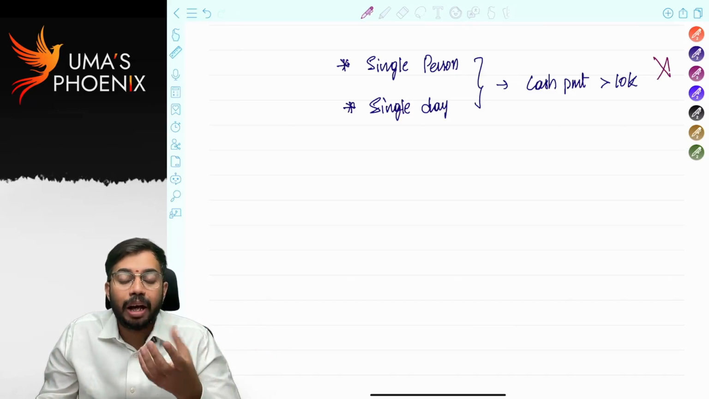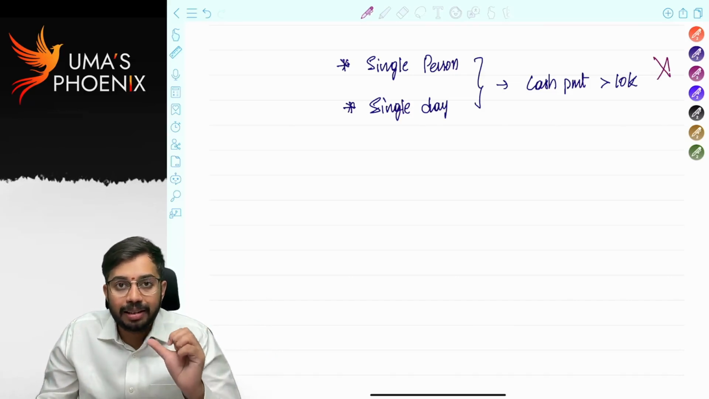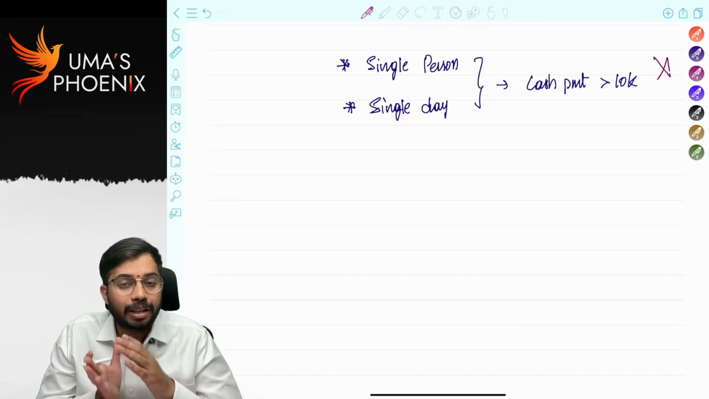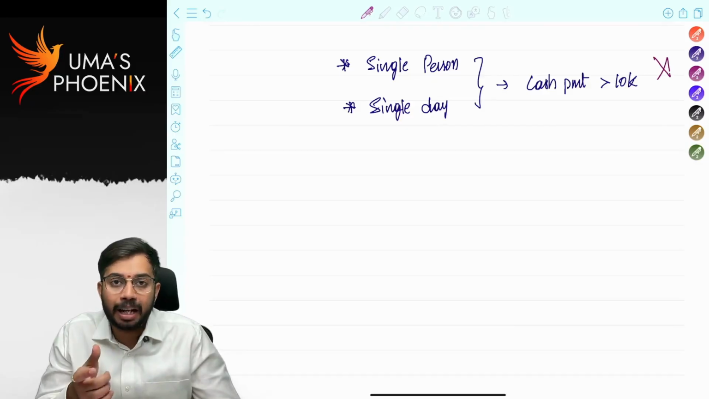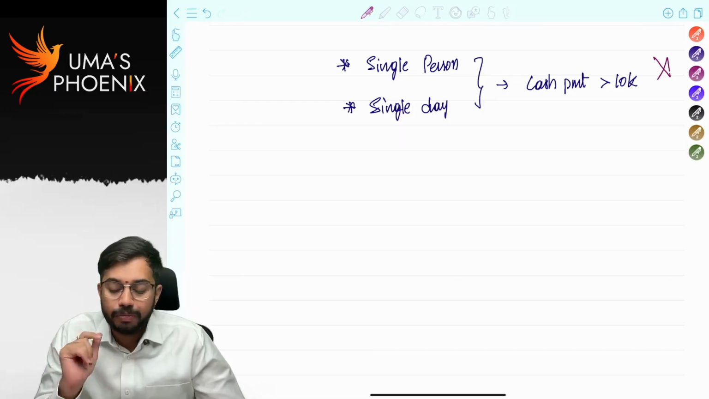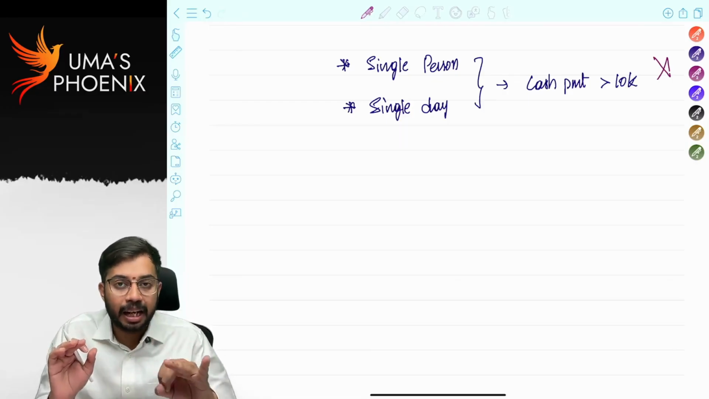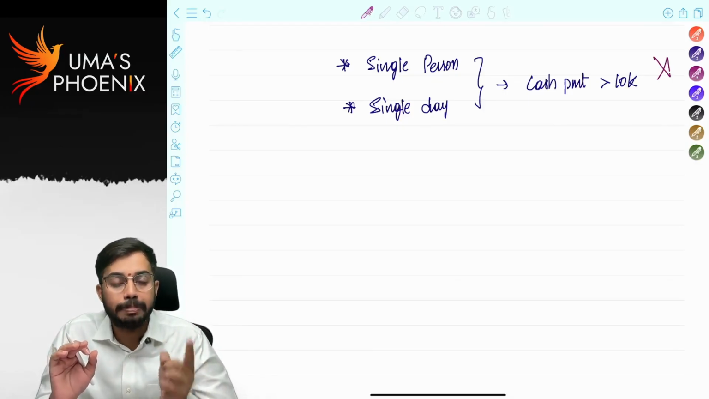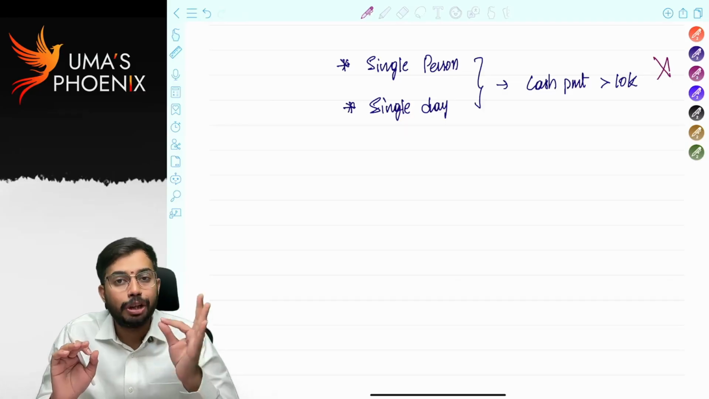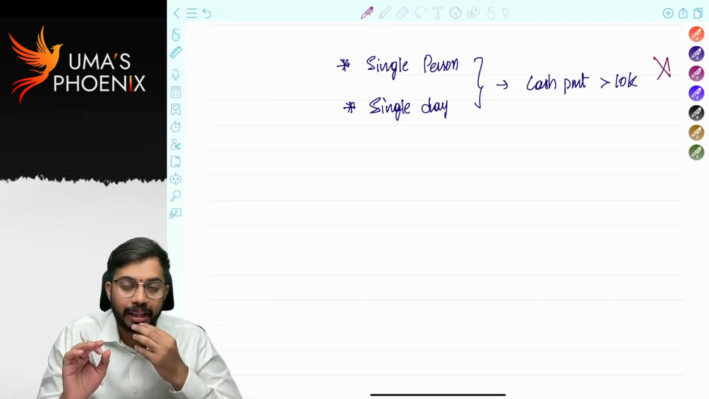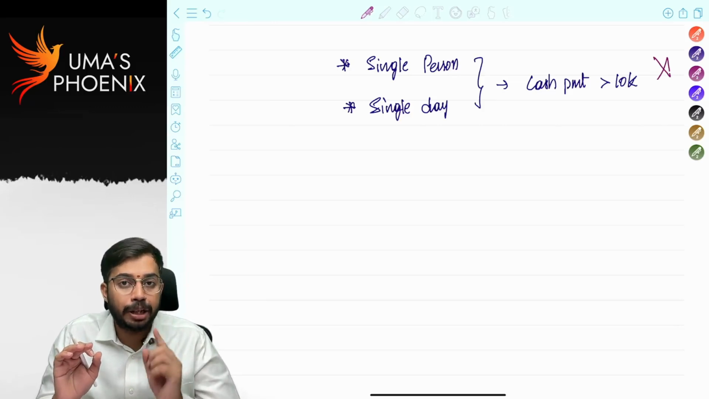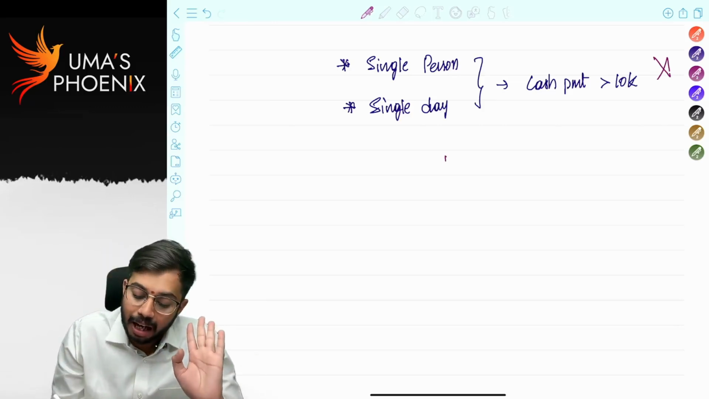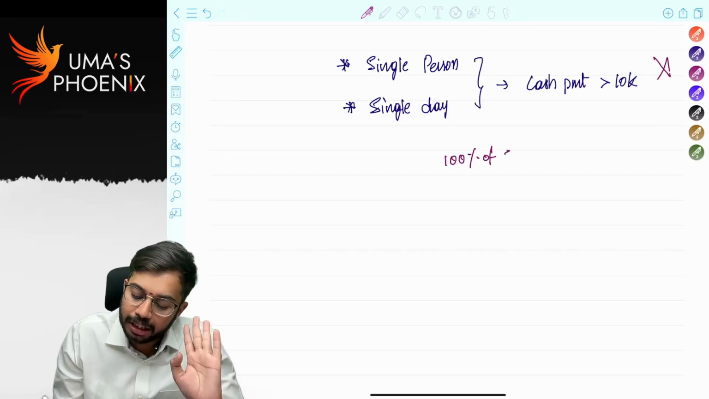Okay, the whole idea is to account for the details of the recipient. If you make payment through bank transaction, the recipient details are available. That's why this rule was brought in. For a single person in a single day, you should not make cash payment of more than 10,000 rupees. If you want to make expenditure payment of more than 10,000 rupees, you should make payment only by way of bank transaction. If you make cash expenditure payment of more than 10,000 rupees, then 100% of the expenditure is disallowed.